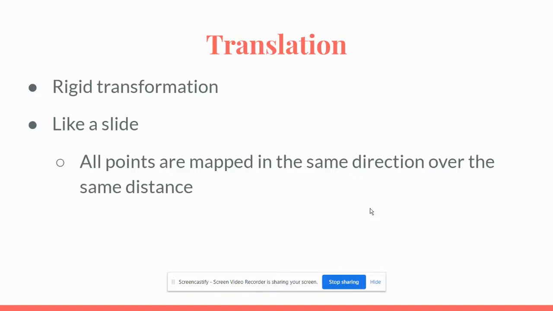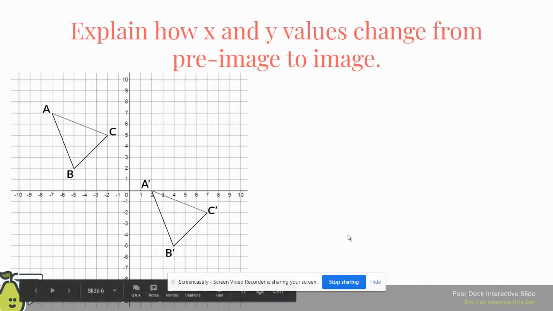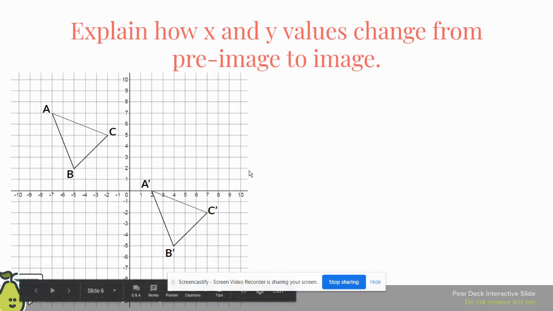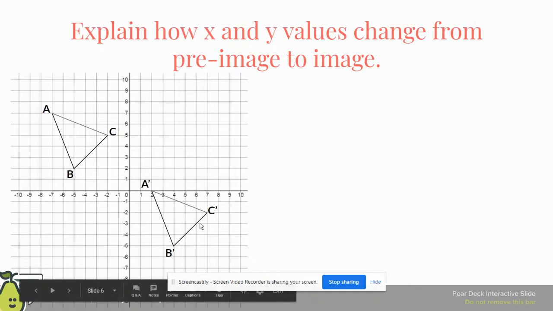So there will be times moving forward in this presentation that I ask you to pause your video and try to figure it out on your own, and then unpause the video and see if you agree. So here's example number 1. I have to determine how the X and Y values change from the pre-image to the image. Pre-image is labeled A, B, C. Image is labeled A prime, B prime, C prime.